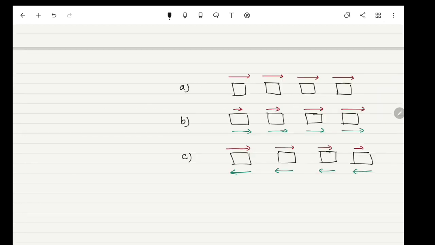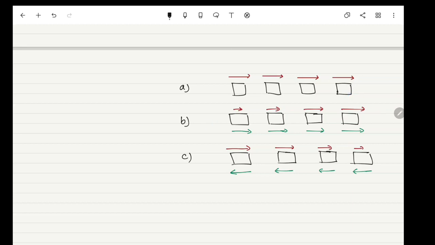Let's summarize the cases we have mentioned before. As we can see here, a car or an object is moving with constant velocity. The red arrow here is the velocity. An object is moving with constant velocity. In this case, no acceleration. So the acceleration is 0.